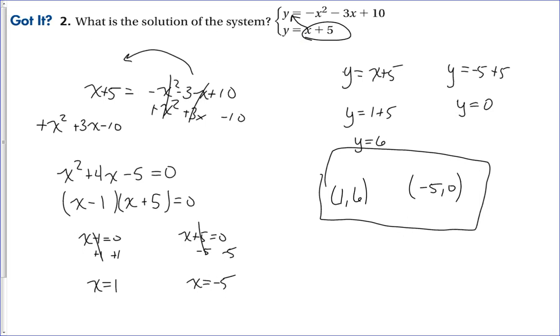Okay, so that's really all there is to solving quadratic systems by both graphing and substitution. So make sure you understand the concepts in this video. Feel free to watch as many times as you need to, and come to class tomorrow ready to work some problems. See you tomorrow.